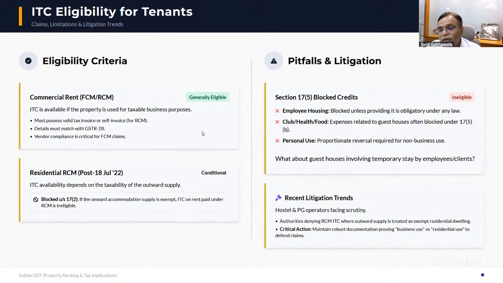Therefore that should not create a problem. Of course, for those guest houses, if there are food related expenses, we are aware there's a separate entry which denies the input tax credit for food related expenses. So that necessarily will not be available in that type of situation.